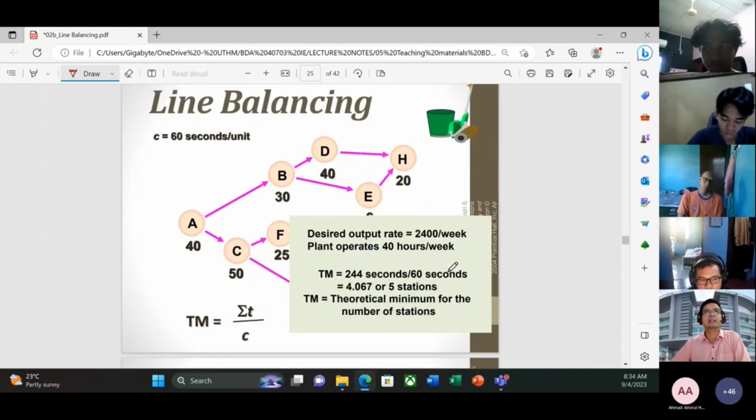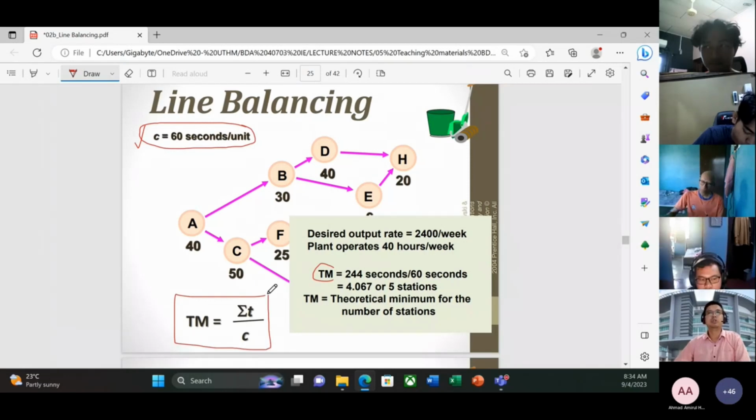How do we calculate? We also have this 60 seconds. Please remember, cycle time is 60 seconds per unit. Then how do we calculate the TM? This is the TM formula, the theoretical minimum number of stations. So it is the sum of the T divided by C. So we get 244 seconds divided by 60 seconds. We get the total sum of the T.